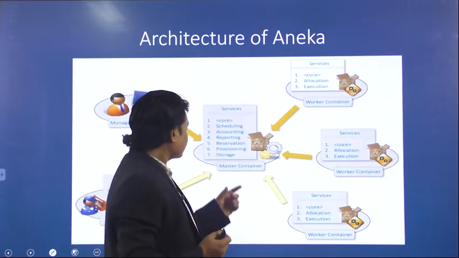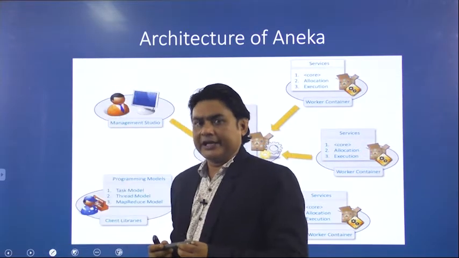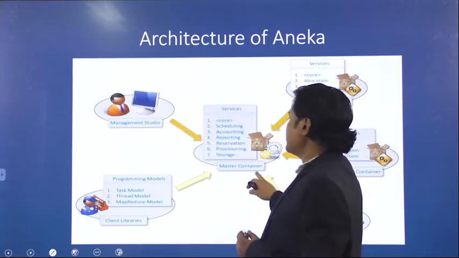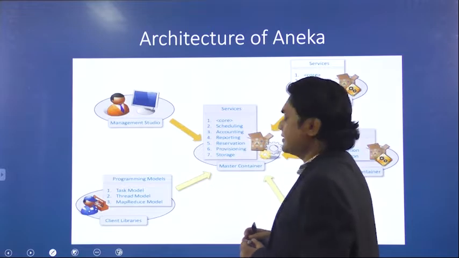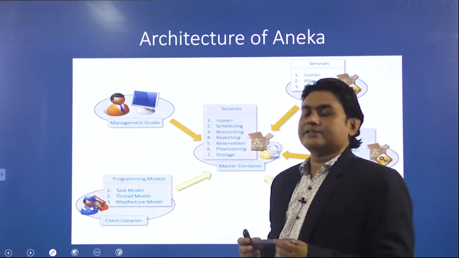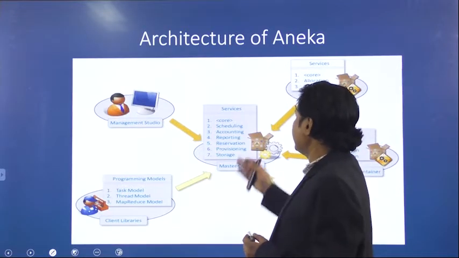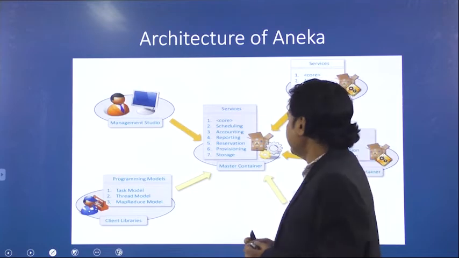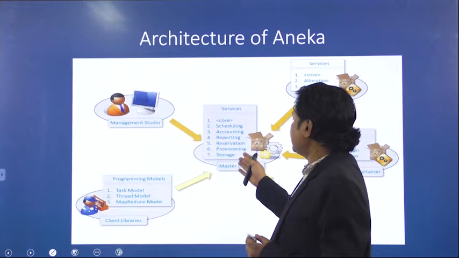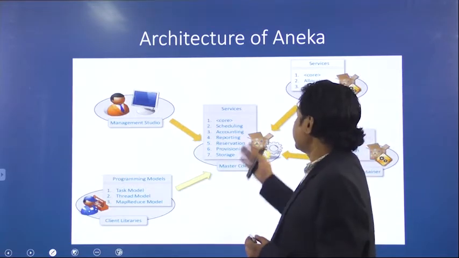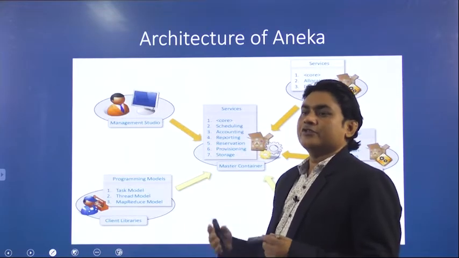Then we have the two important containers we are basically using in the NACA. One is called the master container, because the master container is the one which controls the workers, the task takers. And these master containers provide different types of services such as scheduling services, accounting services, reporting services, reservation, provisioning, and storage. So these are the basic services provided by the master containers, like scheduling: how to schedule these jobs if the jobs are coming into queues.